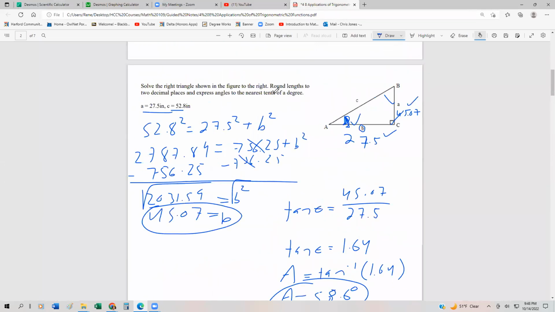Okay, so that's how we can solve our right triangles, just by using some trigonometry. I always try to use the opposite over the adjacent just because once you have all the sides, it's pretty easy to use the tangent consistently.